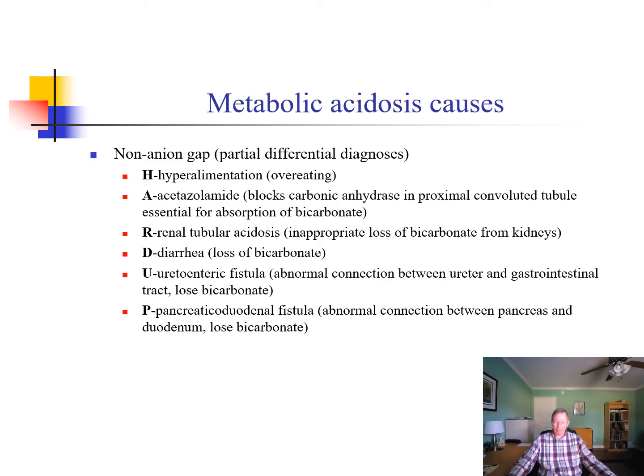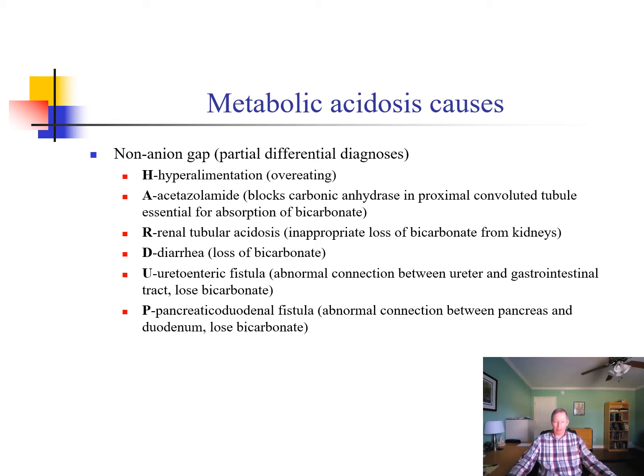I also have possibilities for non-anion gap metabolic acidosis, and I use the acronym here of HARD UP, H standing for hyperalimentation, A, acetazolamide, R, renal tubular acidosis, D, diarrhea, and then U and P standing for abnormal connections between two places by way of a fistula. I can either connect from the ureter to the gut, that's called the ureteroenteric fistula, or from the pancreas to the duodenum, that's a pancreatico-duodenal fistula.